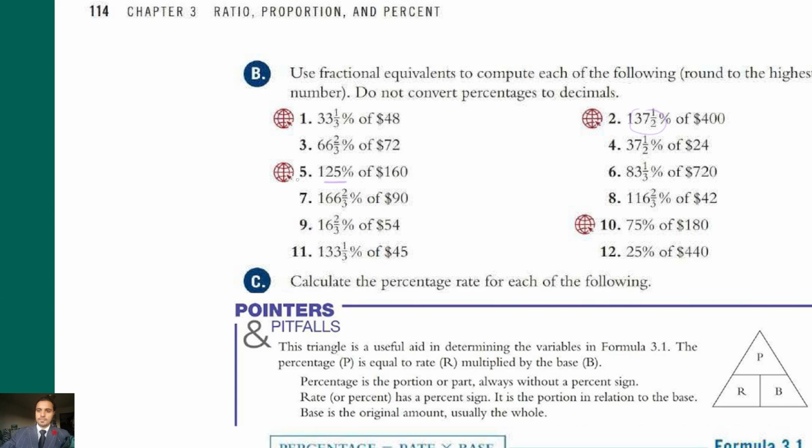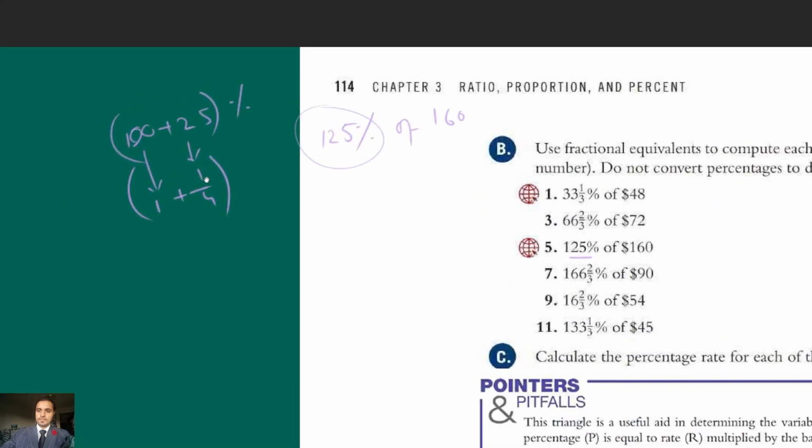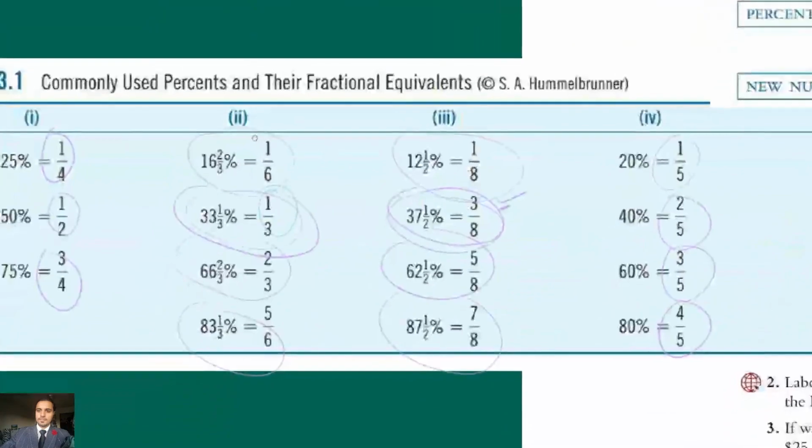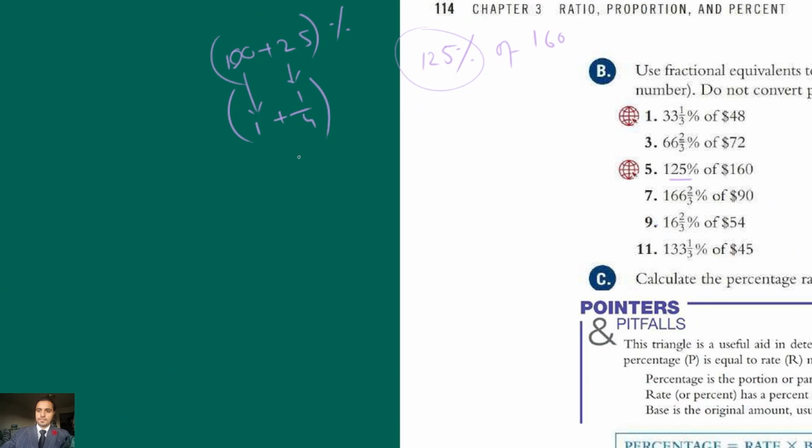So this one is again 125% of 160. Now remember, we can write 125% as 100% plus 25%. 100% we can write as 1, and 25% we can write as 1/4. Look here, so then what we get is 5/4.